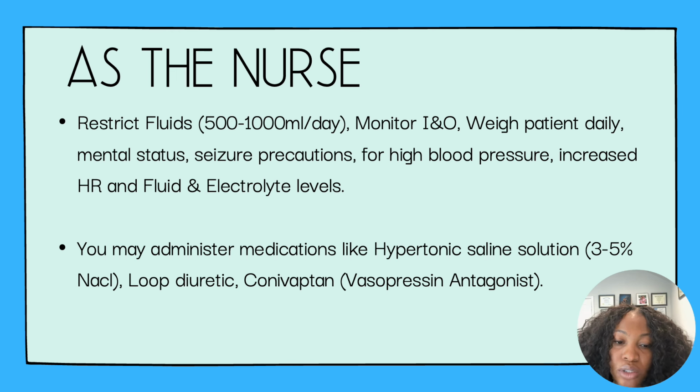Now, you may expect to administer medications like a hypertonic saline solution. You might give a loop diuretic to help them pee out some more, or you may give conivaptan, which is a vasopressin antagonist. This is going to help to work against ADH and help to normalize some of the urine output and other things that are going on in the body.